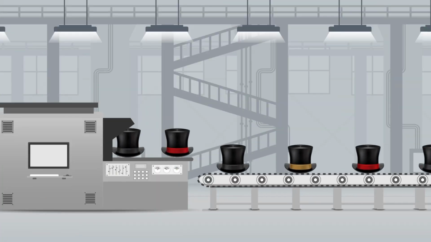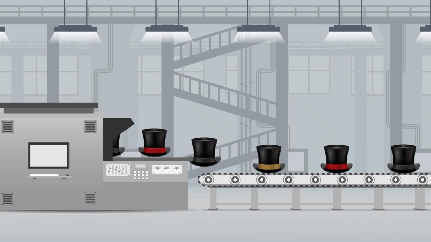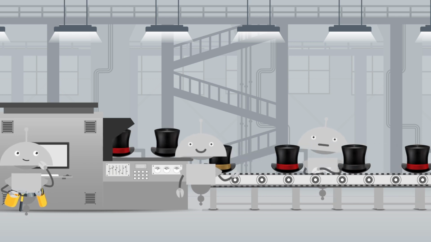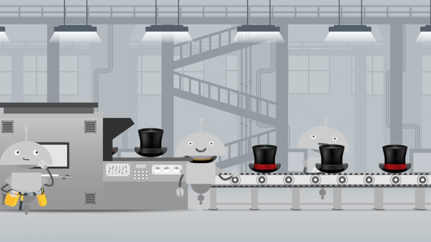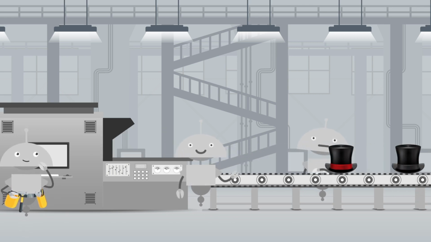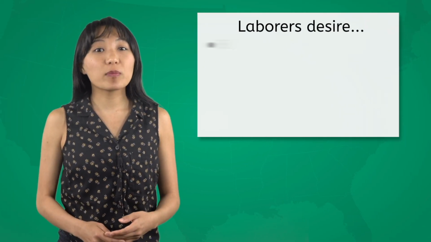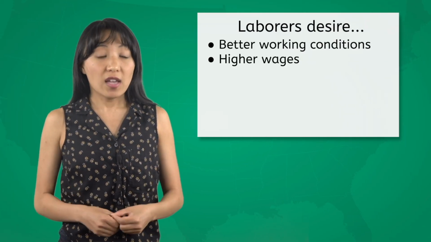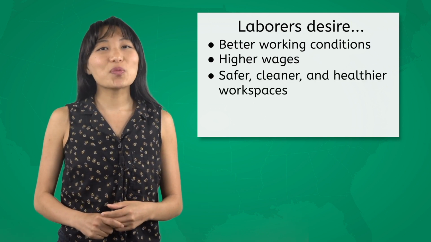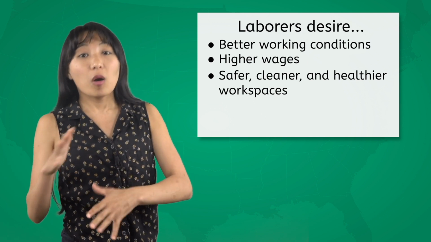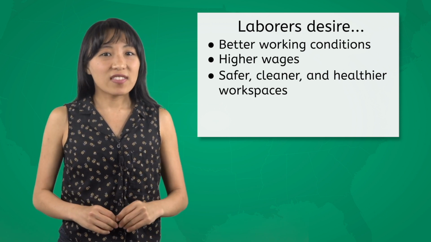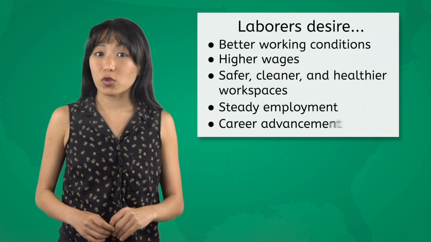We've found ourselves in Industryville's busy hat factory. The workers in this factory represent what we call the labor force. In economic terms, labor refers to the work done by people. It's the human contribution in the process of producing goods and services. Laborers usually desire better working conditions and higher wages. They aspire for their workspace to be safer, cleaner, and healthier. They hope to earn a wage that doesn't just cover their basic needs, but allows them to grow and thrive. In addition to these aspirations, they seek steady employment and opportunities for career advancement.